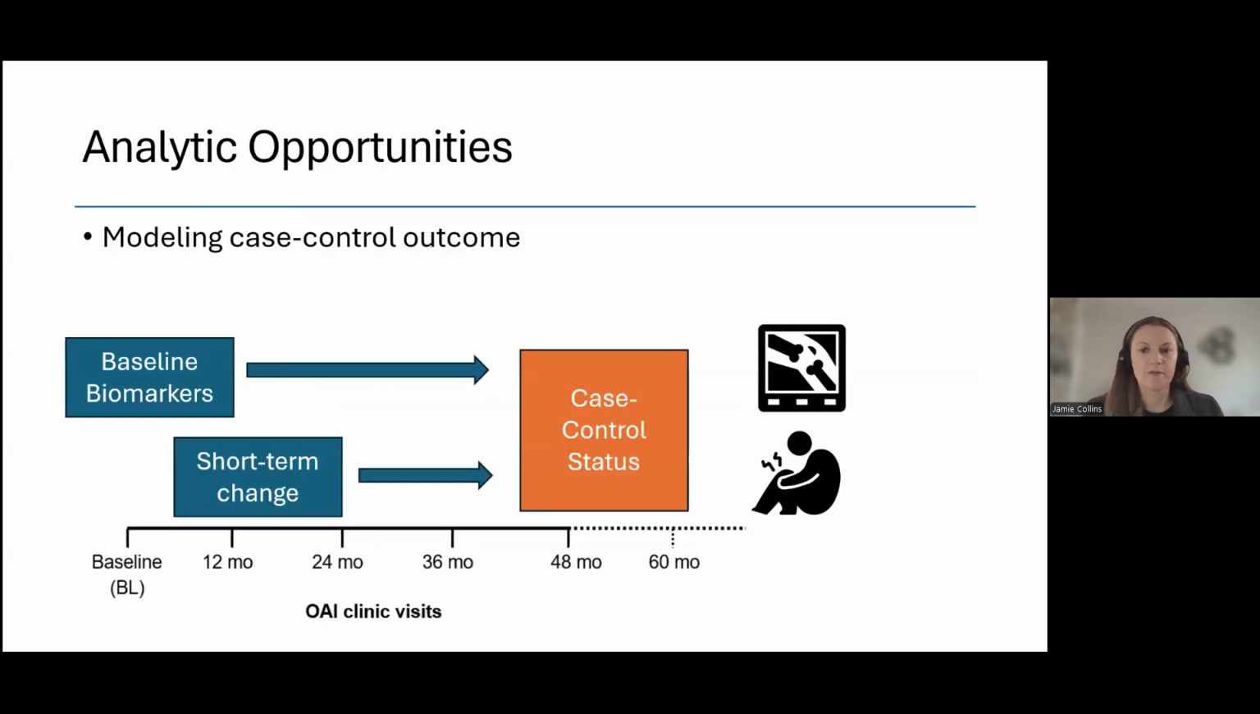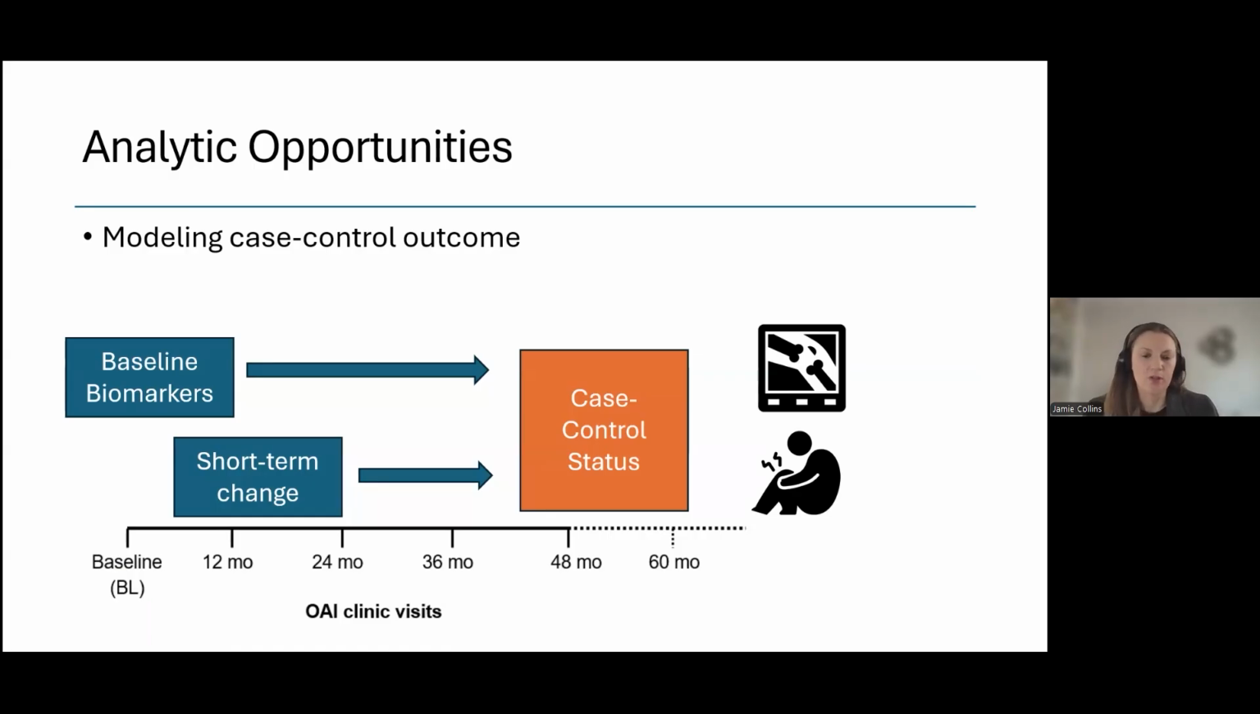So I wanted to just spend a few minutes talking about analytic opportunities with this data set. So the first, obviously, is modeling that case control outcome. And so we have, again, our baseline biomarkers and then short-term change measured over baseline to 24 months, where we'd be predicting that case control status. And again, this is the most straightforward way to use the data to model the case control outcome. So again, to examine associations between baseline and or short-term change with joint space narrowing and pain case control status.